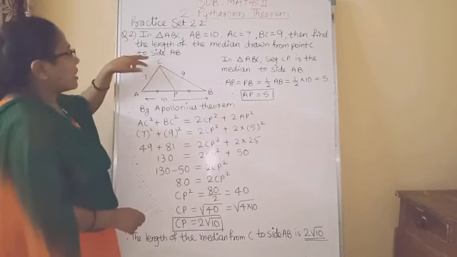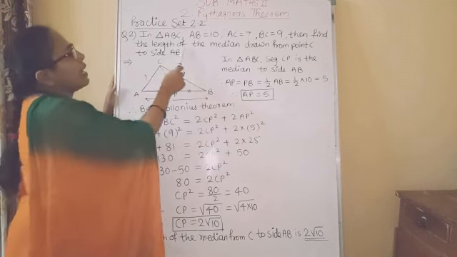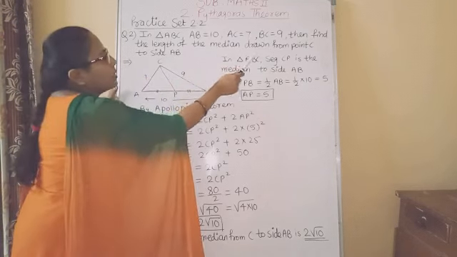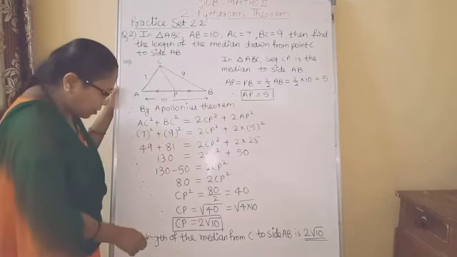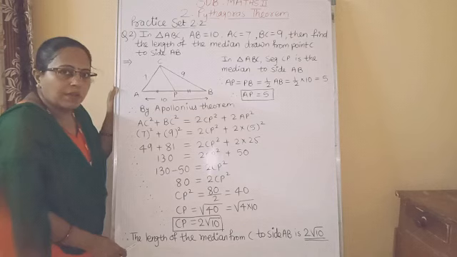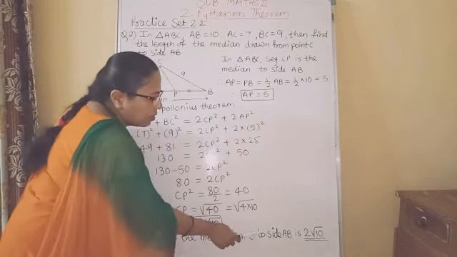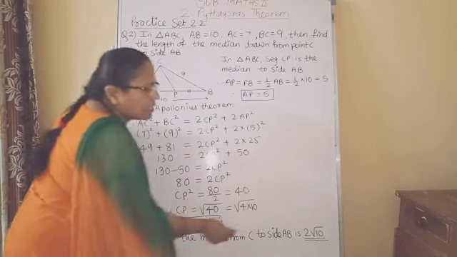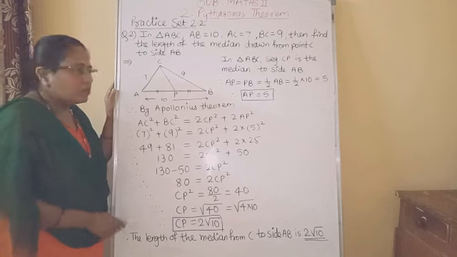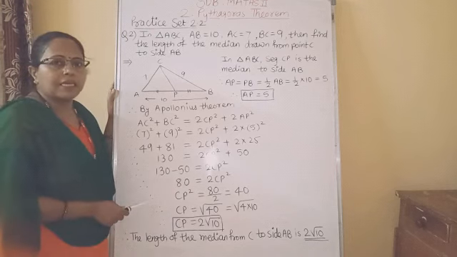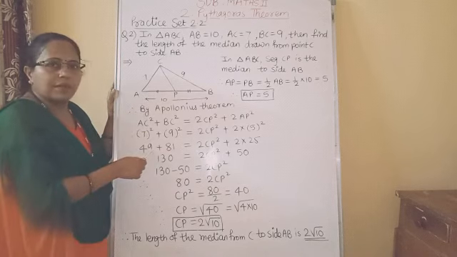Now students, in the question they didn't ask to find CP. The question is find the length of the median from point C to side AB. So we will write the answer according to that. Therefore the length of the median from C to side AB is 2 root 10. Followed? So students, such type of question carries 3 marks. Followed how to apply Apollonius theorem. Understood?